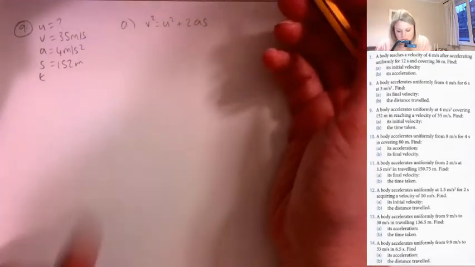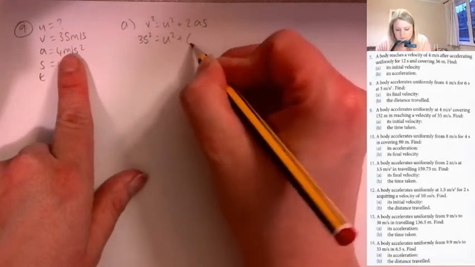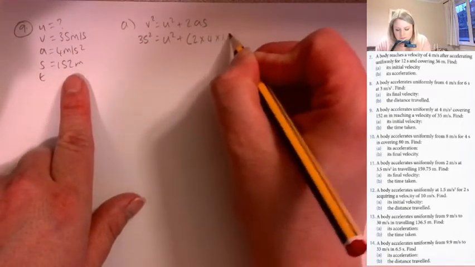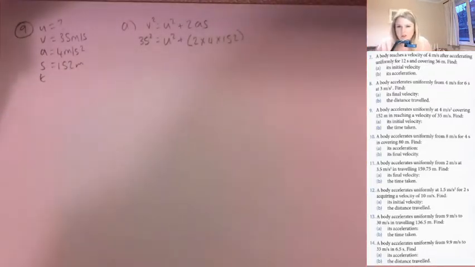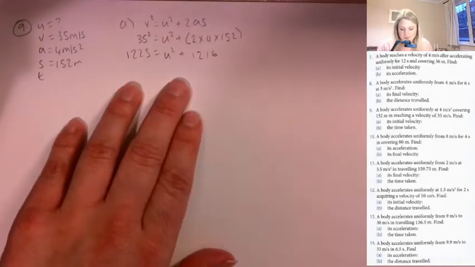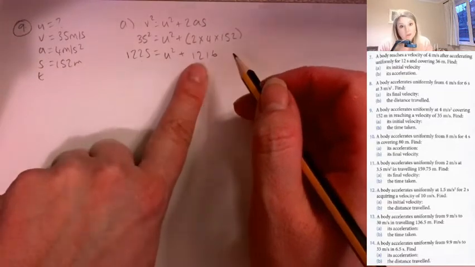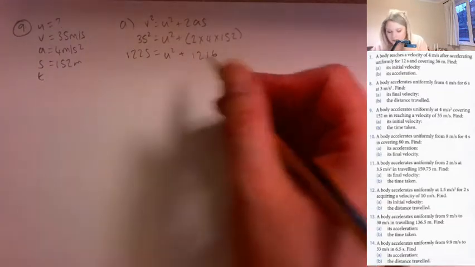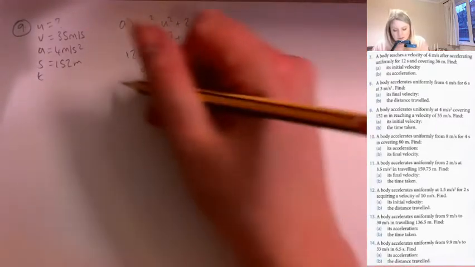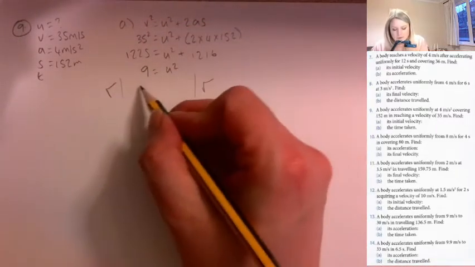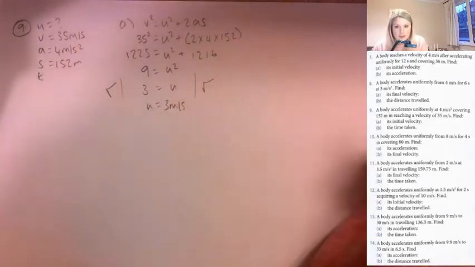So plugging in my values. Okay, I'm just going to work out this all as one number, and I might just do 35 squared while I'm at it. Okay, so that's done. So 35 squared gives me this, the bracket gives me this. So if I take 1216 away from both sides, that gets me 9. So then I just need to square root both sides. Square root of 9 is 3, square root of u squared is u, so u is 3 meters per second.